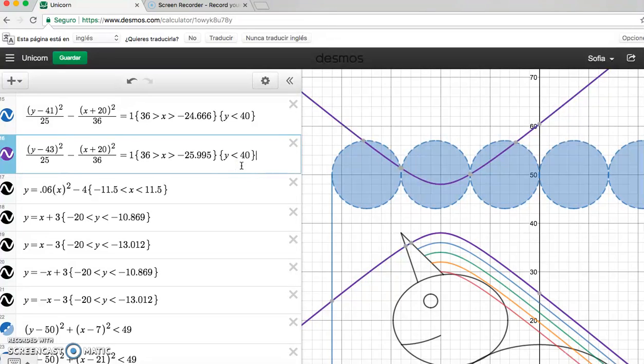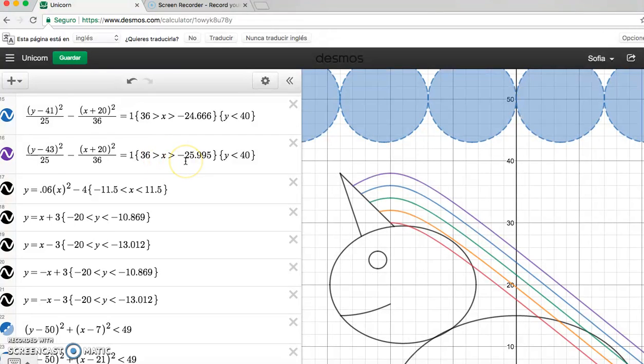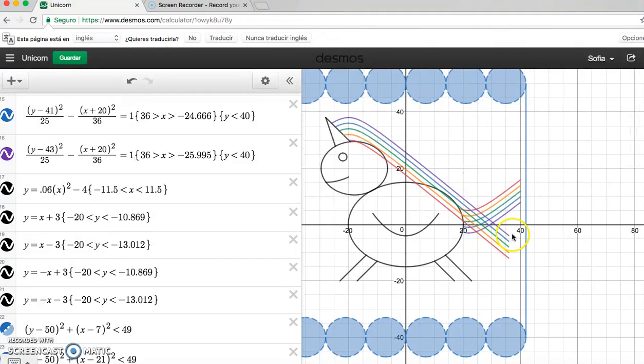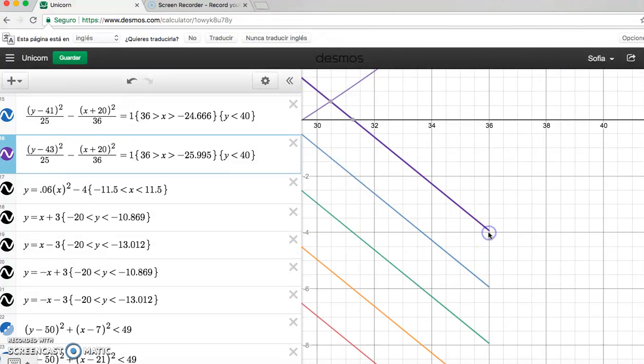Now we're going to put back the domain and range. For the domain, you can see that x is less than 36 and greater than negative 25.995. Here, where it starts from the unicorn's horn, you can see that the x value is negative 25.955. From there is where it starts. And if we go to the bottom, you can see that it ends exactly at 36.